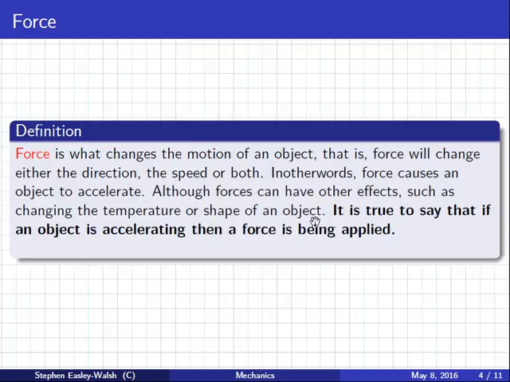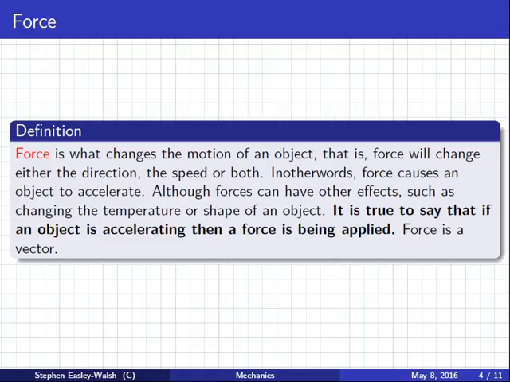It is true to say that if an object is accelerating, then a force is being applied. So if an object is accelerating, there's definitely a force that's causing this. Okay? So if you have an acceleration, you have a force. And also force is a vector, because acceleration is a vector.